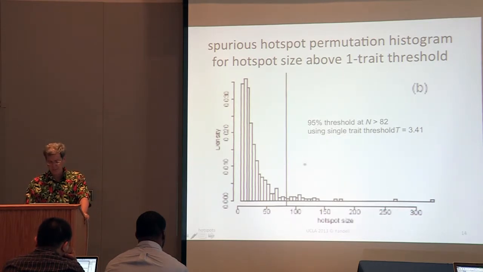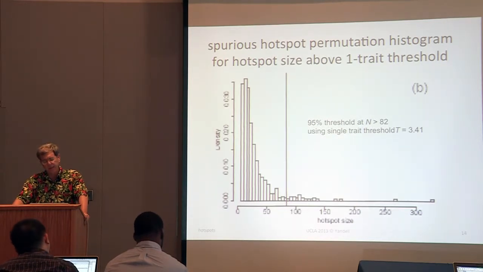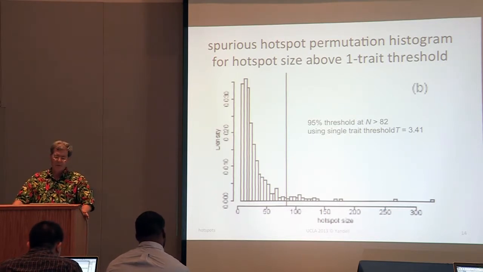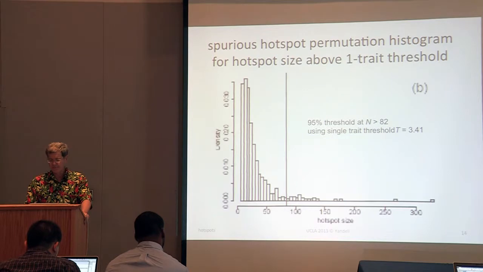So this is the permutation distribution for the hotspot size. Let me explain this, because we have about 6,000 traits, and we have the whole genome. So we're looking at, across all 6,000 traits, what's the maximum hotspot size across the whole genome?